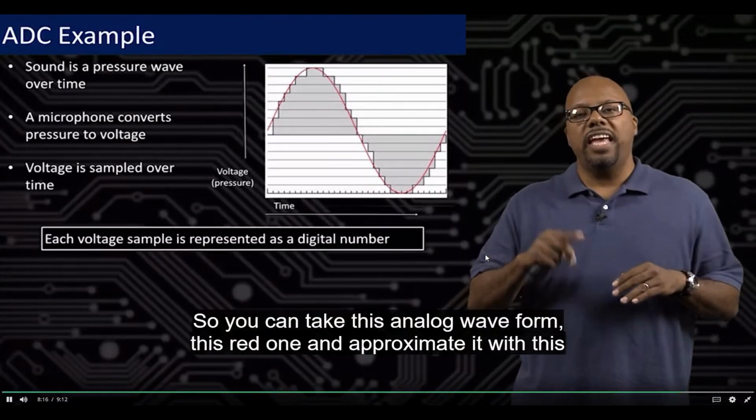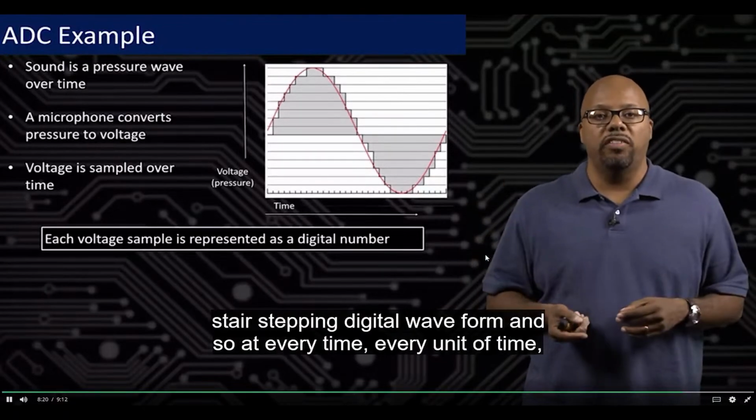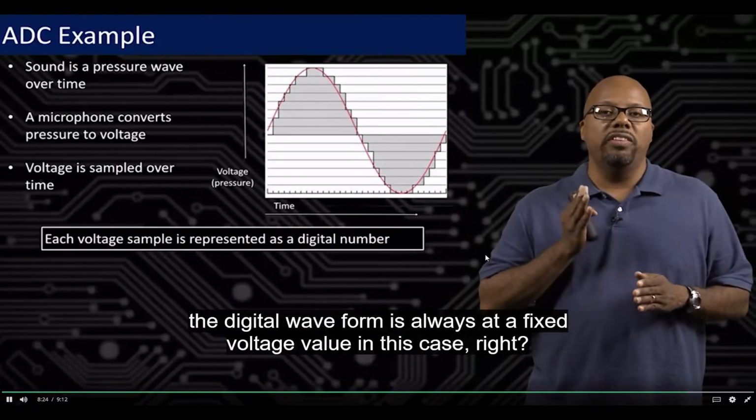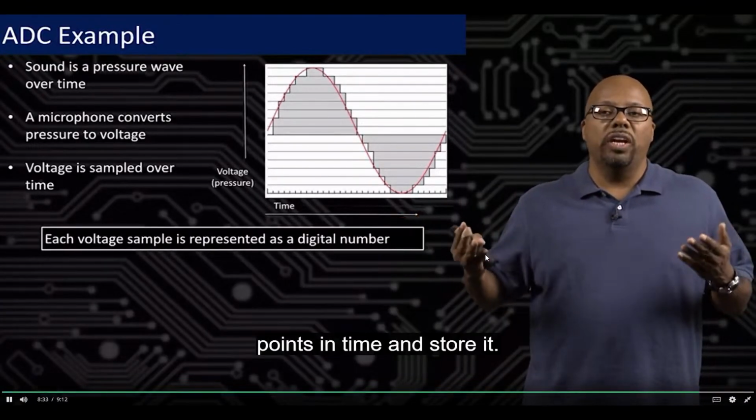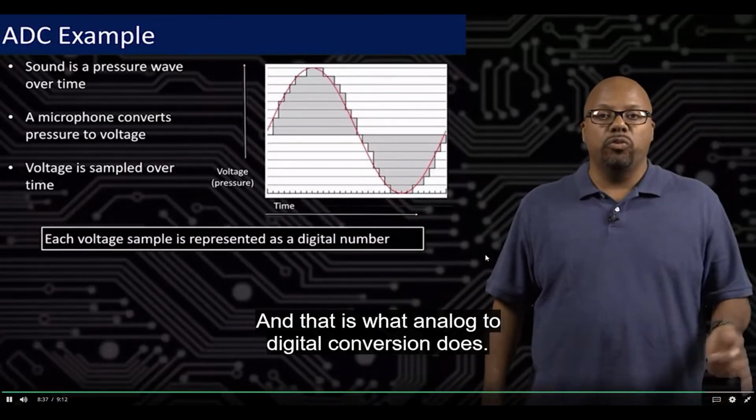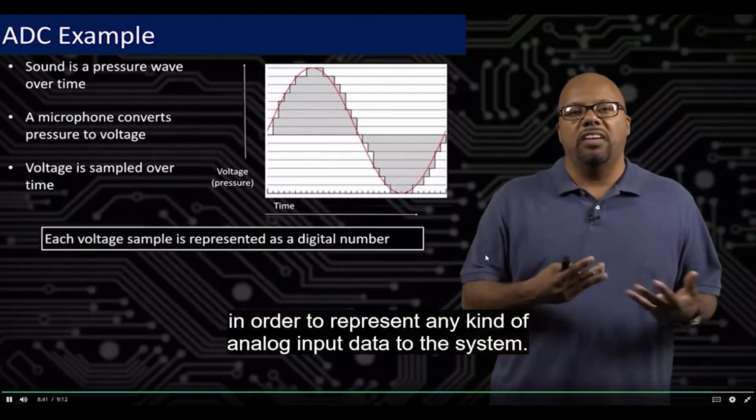That's digital. So you can take this analog waveform, this red one, and approximate it with this stair-stepping digital waveform. Every unit of time, the digital waveform is always at a fixed voltage value. So you can just have a series of voltage values over different points in time and store it, and that is an approximate representation of this analog waveform. That is what analog to digital conversion does, and we need it in order to represent any kind of analog input data to the system.